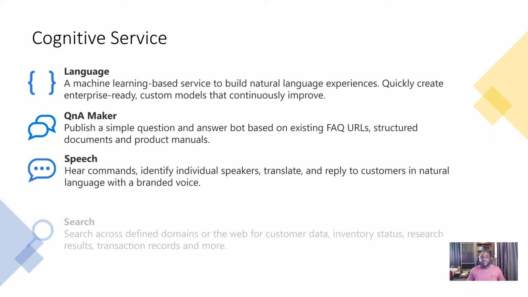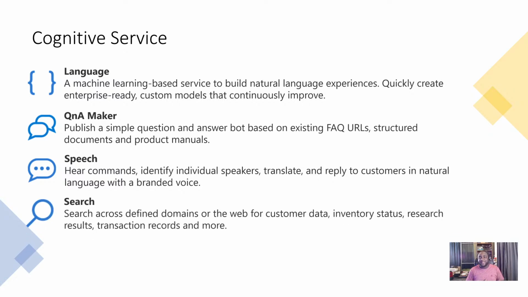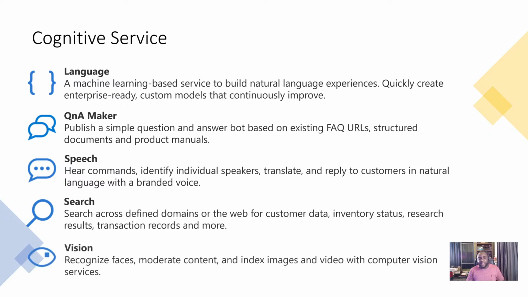Then we can also talk about the search feature. You can use cognitive search to search across your data and your inventory. All this power is accessible through cognitive services which you can connect to your bot. Then finally, vision, where your bot even has the capability to recognize faces and moderate content. If people are posting nude pictures and stuff like that, your bot can moderate that, index images, and do computer vision recognition. So all these cognitive services, or AI power, are available within the Bot Framework to use to build your bot.